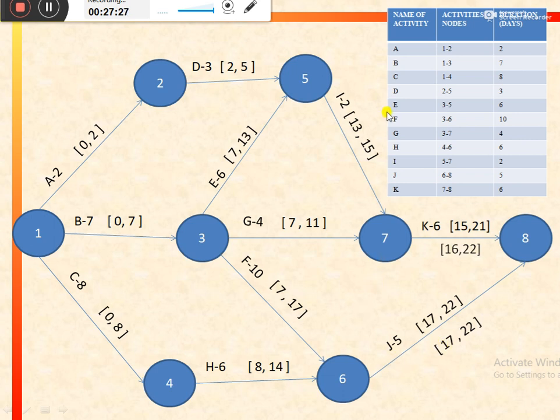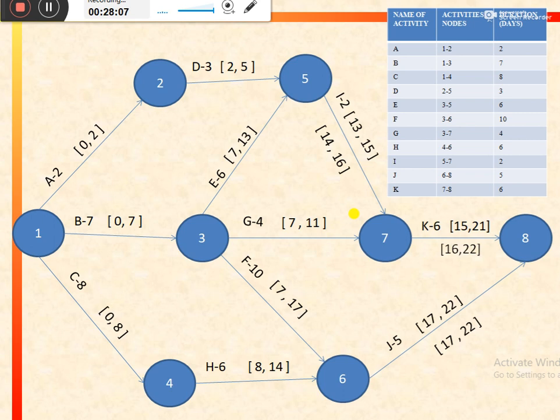After that we would come to activity I. So for activity I, the latest finish would be equal to the latest start of the successor activity, that is activity K. So the following activity for I is activity K. So the latest start of activity K would be equal to the latest finish for activity I, that would be equal to 16. And in that case, the latest start would be 16 minus 2, that is equal to 14.